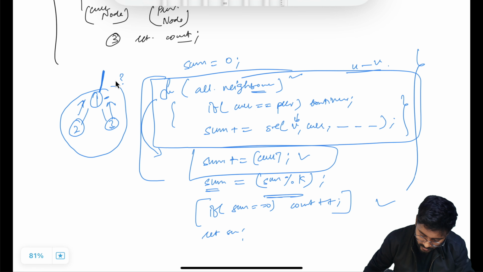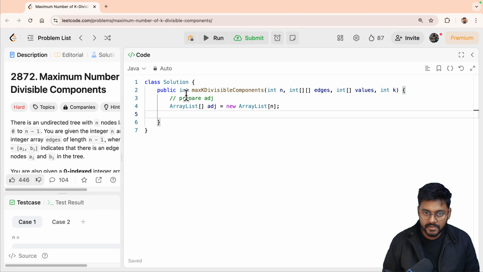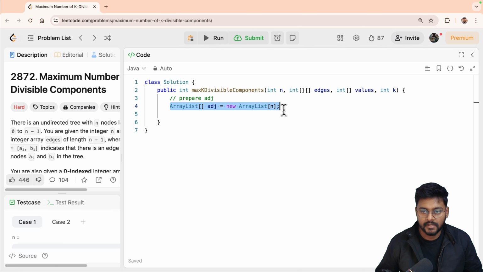Now let's write the code. From the code, you see how I'm writing the code, you will get more understanding. First of all, I have to prepare the adjacency list, and we are given n nodes. Nodes are from 0 to n minus 1. So if those are from 0 to n minus 1, I can take an array. And for array, every index will represent the neighbors of those nodes. So it's an array of array lists.